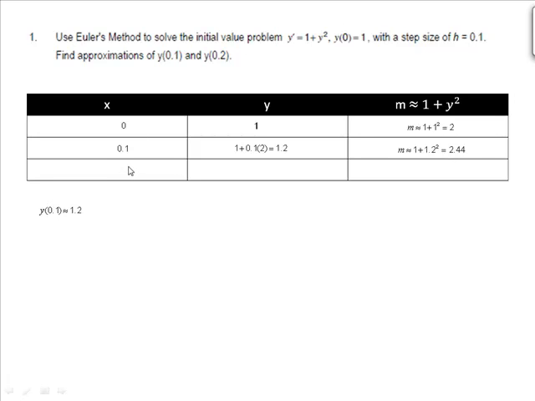So here, increment the x value by 0.1 to get 0.2. And here, increment the y value using your slope approximation and using the step size. You get the previous y value, 1.2, plus the step size, 0.1, times the approximation for slope, 2.44. 0.1 times 2.44 is 0.244. Add that to 1.2, and you get 1.444. So y of 0.2 is 1.444.